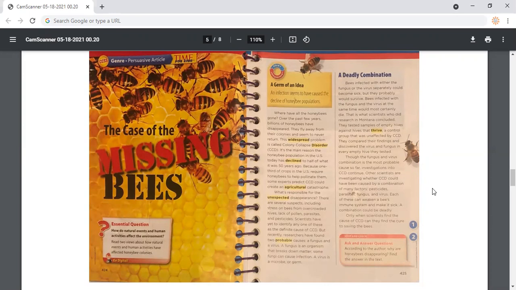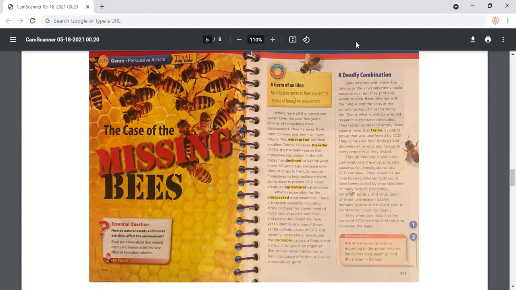Persuasive articles have text features such as headings and charts, and we're going to look at these text features today. Our essential question for this week is, how do natural events and human activities affect the environment? So we're going to be reading two views about how natural events and human activities have affected honeybee colonies, or the honeybee population. Both articles are about cause and effect relationships that are discussed in relation to the problem of the decreasing honeybee population.